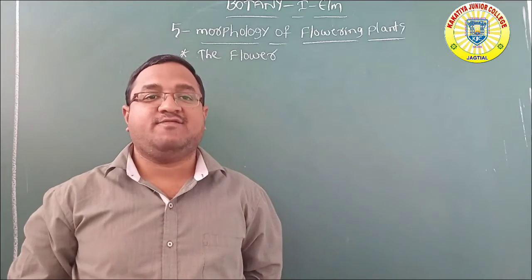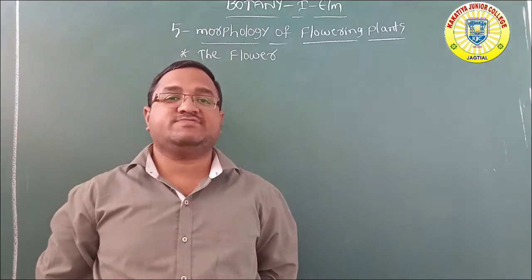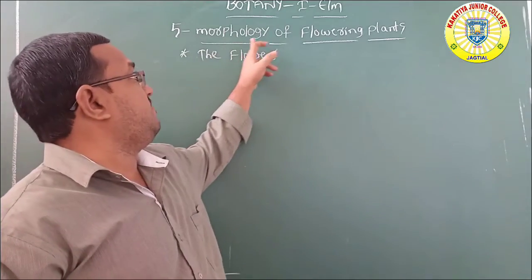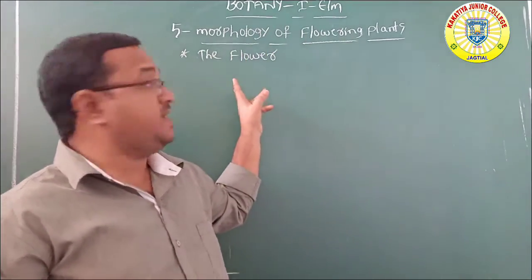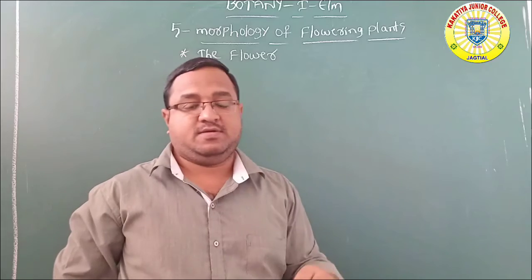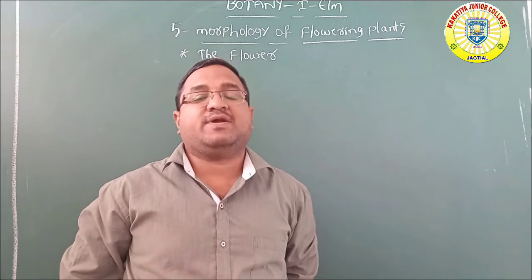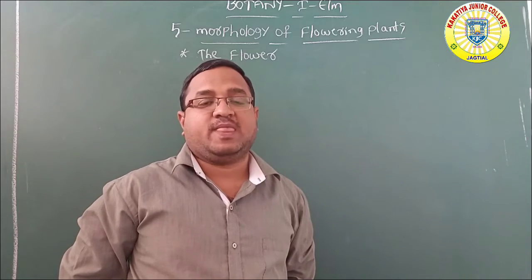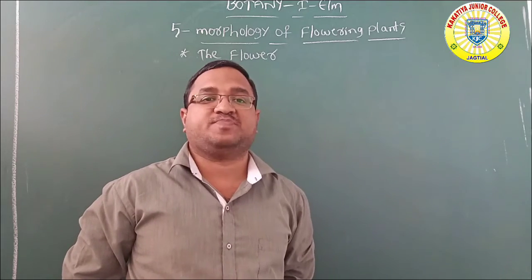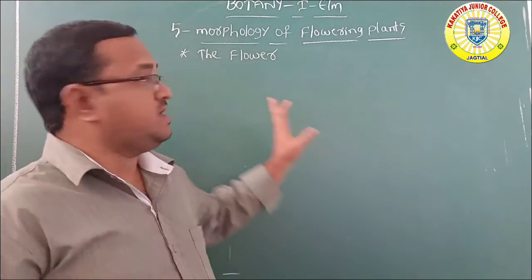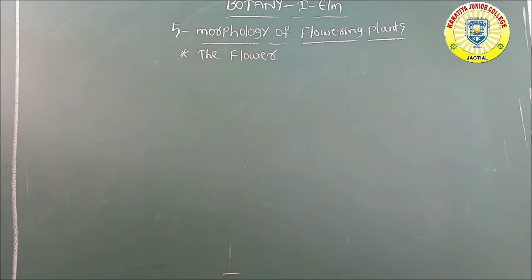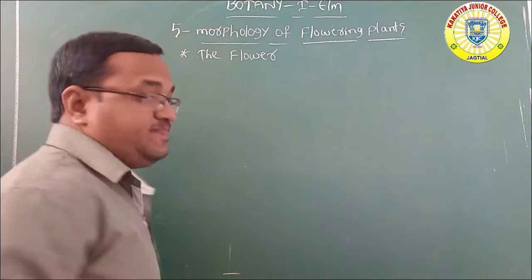Yesterday we completed inflorescence. Today in class we are going to start a new topic of the fifth chapter, morphology of flowering plants. It is a new chapter about the flower. What are the parts in a flower? How is the flower useful for the reproduction process? Everything we are going to discuss in this class. So, today's topic: flower.